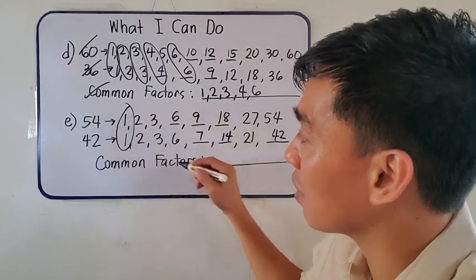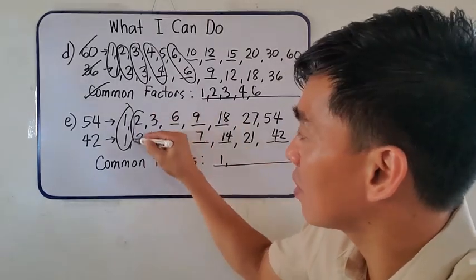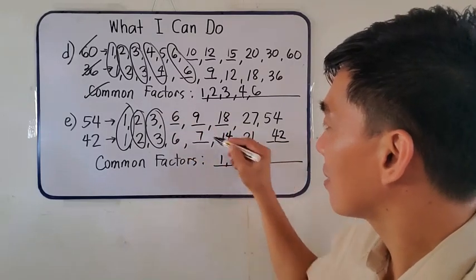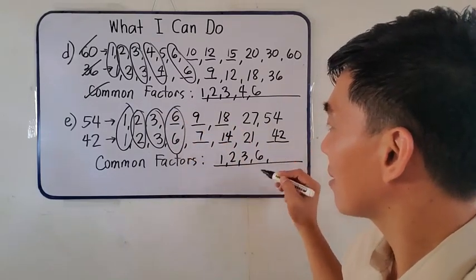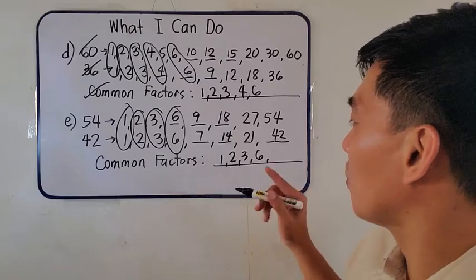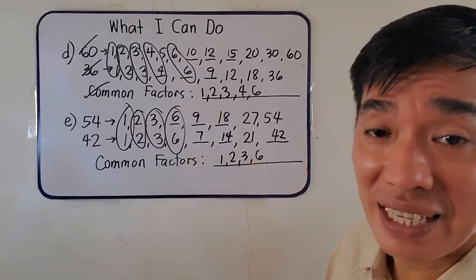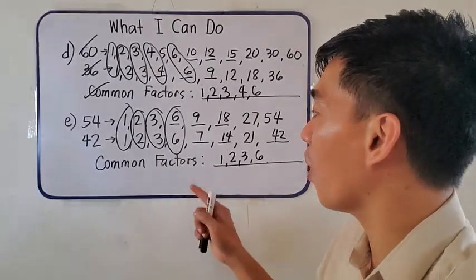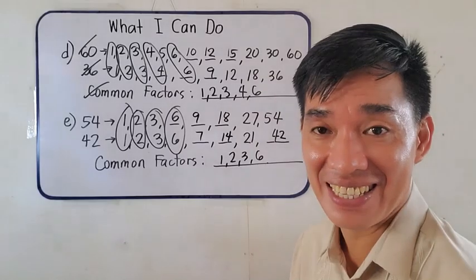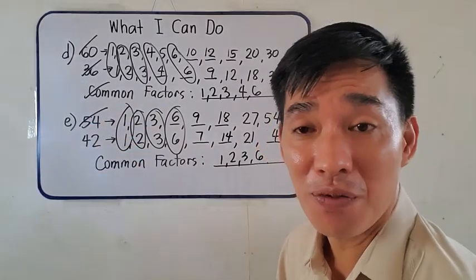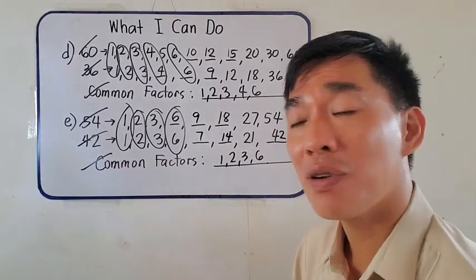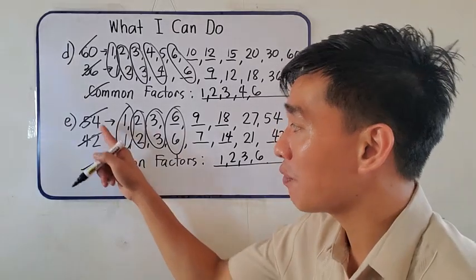The common factors are 1, 2, then 3, 6. Do we still have more? I think no more. So up to there only. So the common factors of 54 and 42 are 1, 2, 3, and 6. One check for the factors of 54, one check for the factors of 42, and one check for the common factors of 54 and 42.